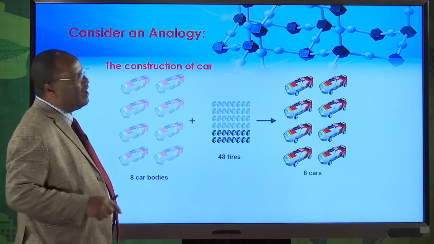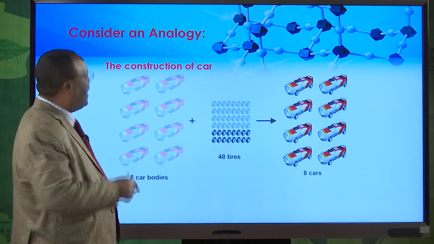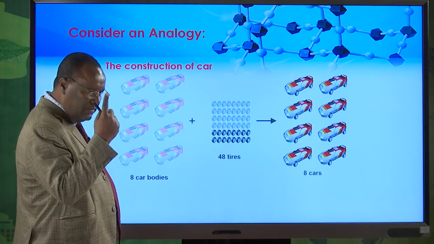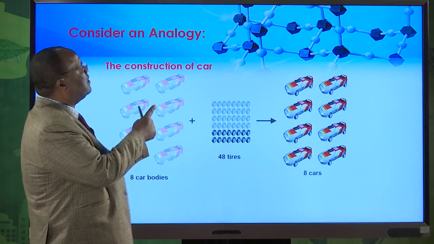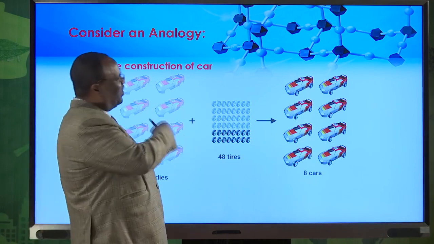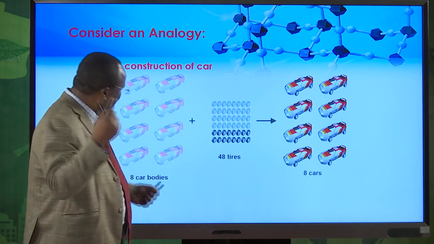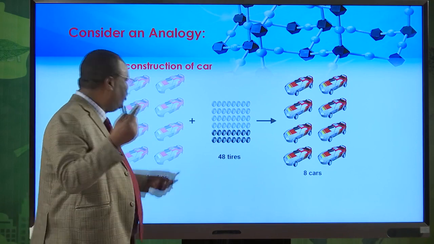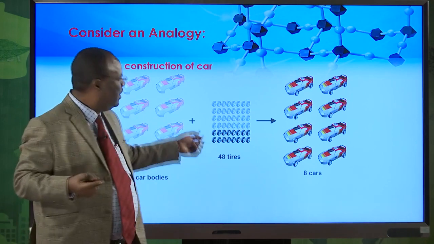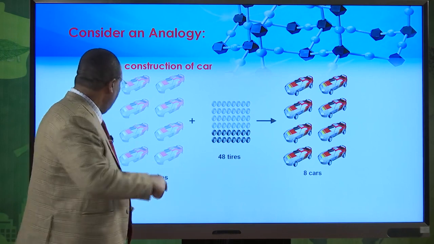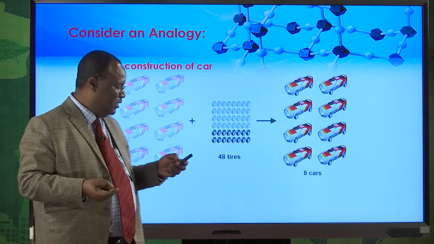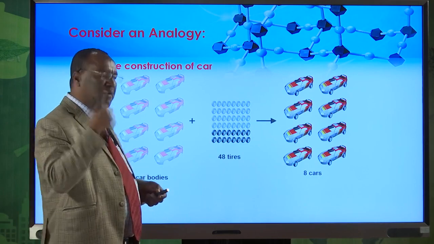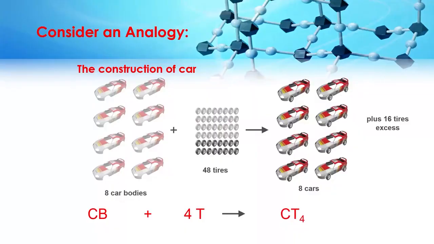Which of these car parts is the limiting part that limits the number of cars that can be constructed? Is it the car bodies or the tires? Here you have 48 tires and only 8 car bodies, which limits the number of cars that can be constructed. So 1 car body plus 4 tires will give you 1 complete car.